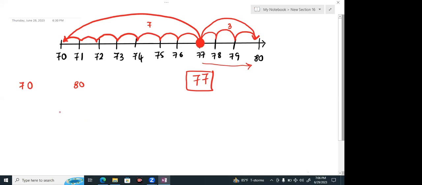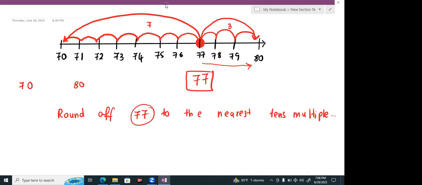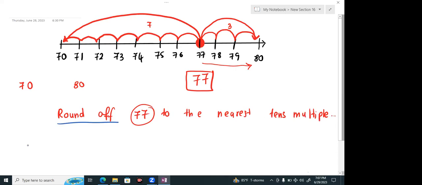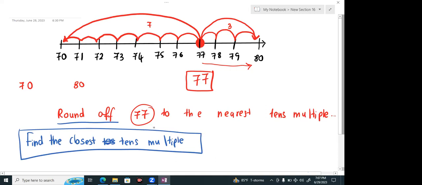Okay, then if you are asked to round off 77 to the nearest tens multiple, that means round off 77 to the nearest multiple of 10. Then what is meant by round off? It says find the closest tens multiple. Finding the closest tens multiple to 77, or to a given particular number, is called rounding off a number to the nearest tens multiple. We round off to the nearest multiple of 10. In Sinhala we say this as rounding.